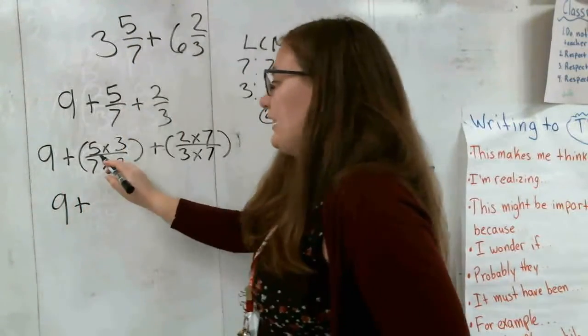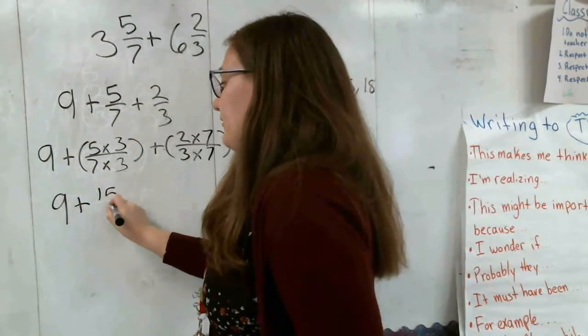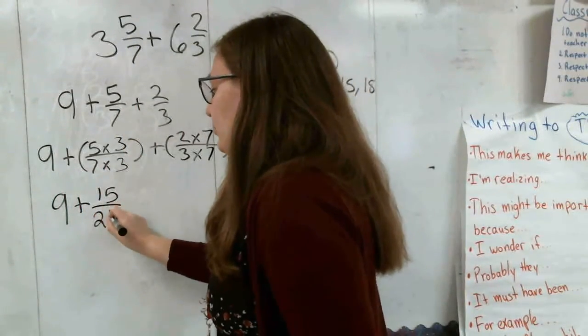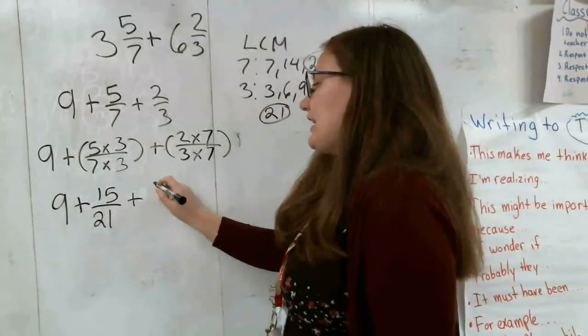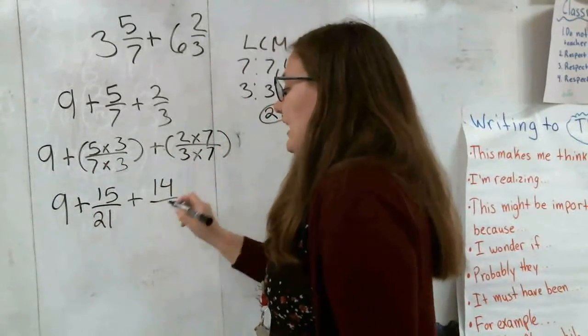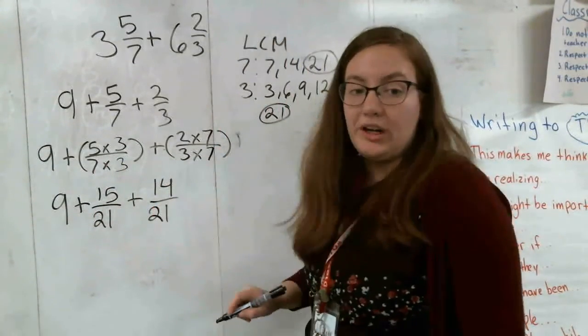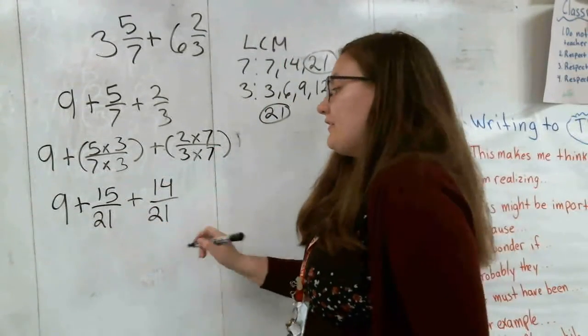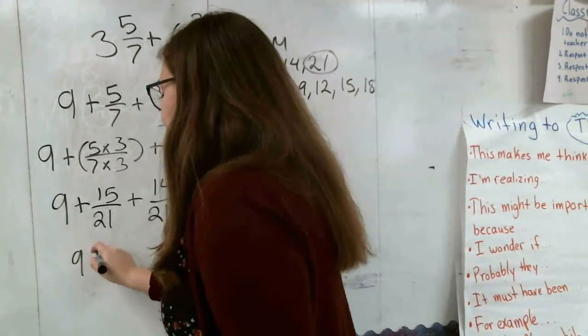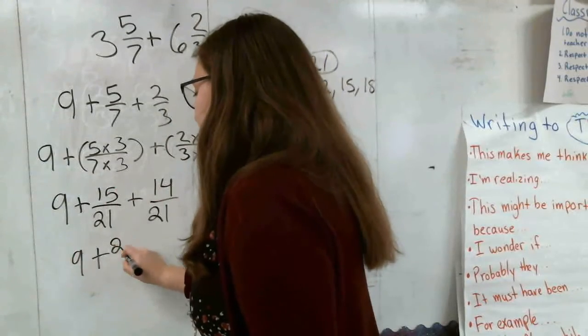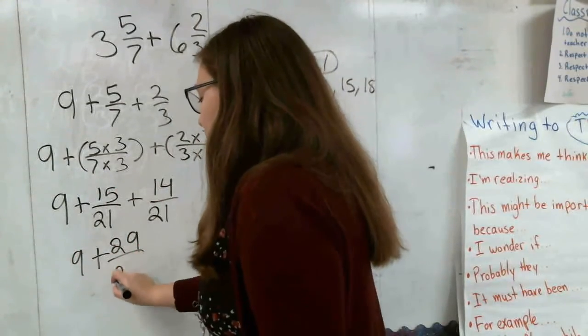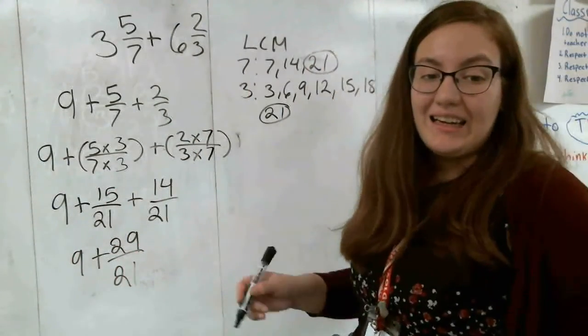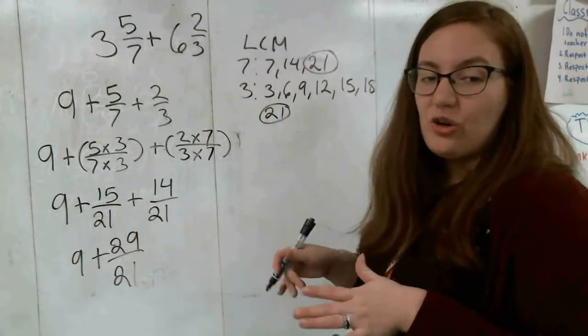So we have 9 plus 5 times 3 gives me 15, 7 times 3 gives me 21, plus 2 times 7 gives me 14, and 3 times 7 gives me 21. So now I need to add 15 plus 14. 15 plus 14 is going to give me 29 21sts. And again, I have an improper fraction, which I don't like.